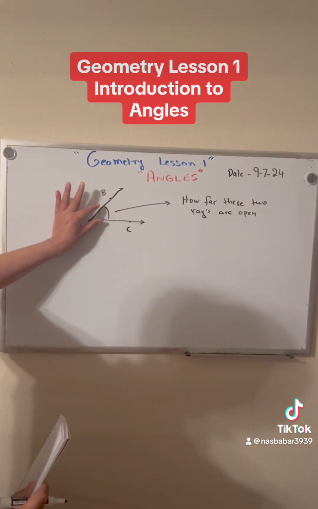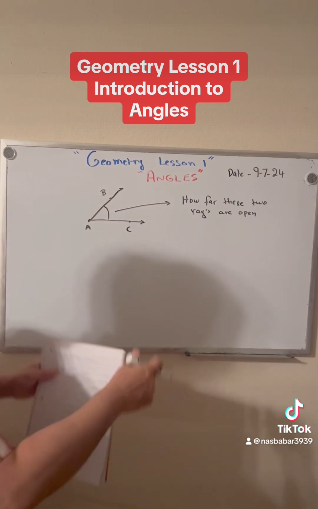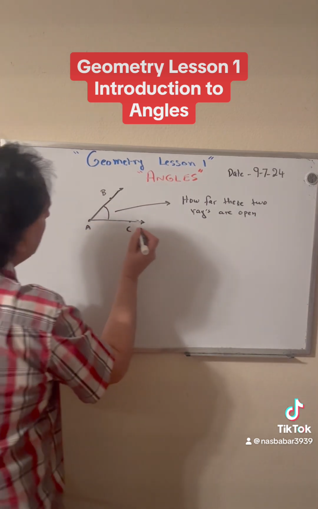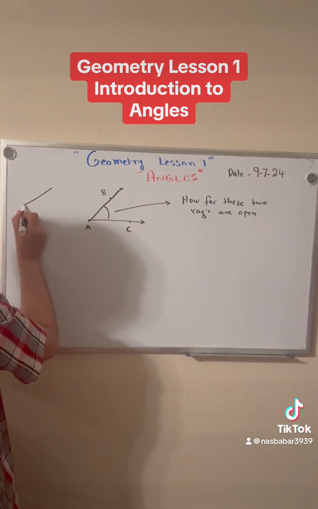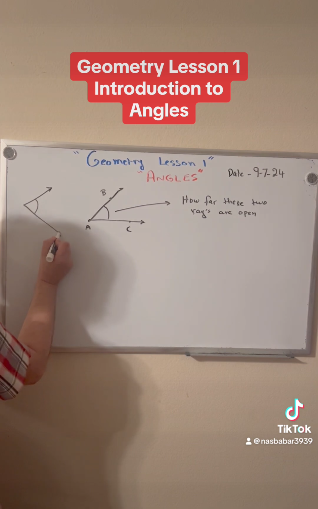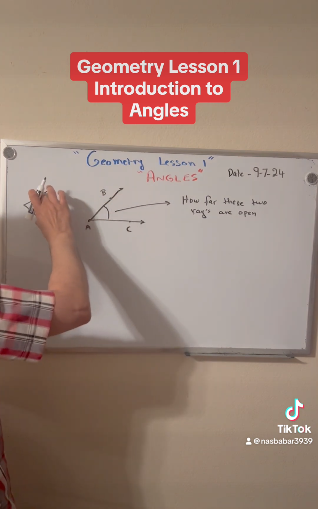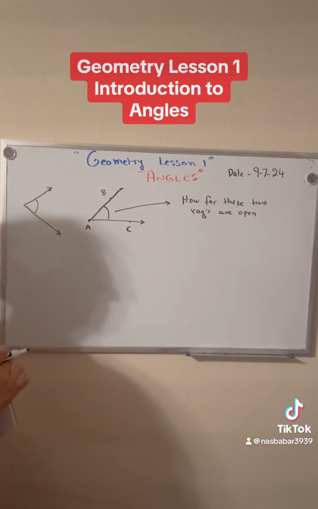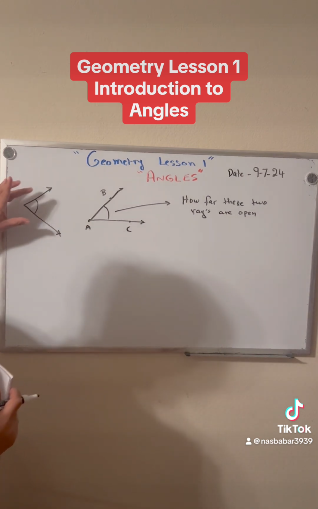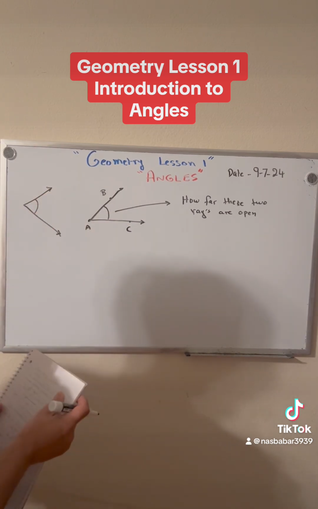You've got an angle. How far are they open? How far are these two rays open? This ray is more open. These rays are closer together. These two rays are further apart. And the measurement of how far they're apart is known as the angle.